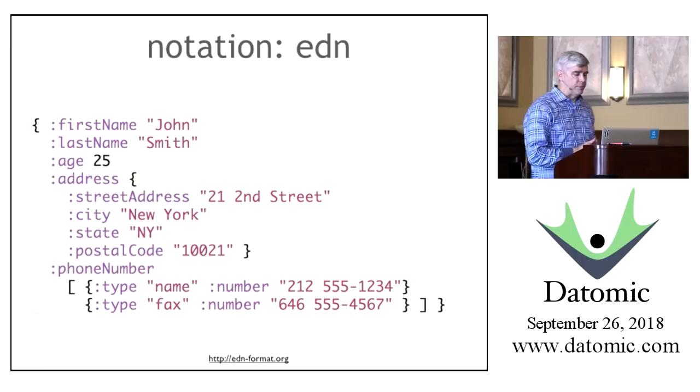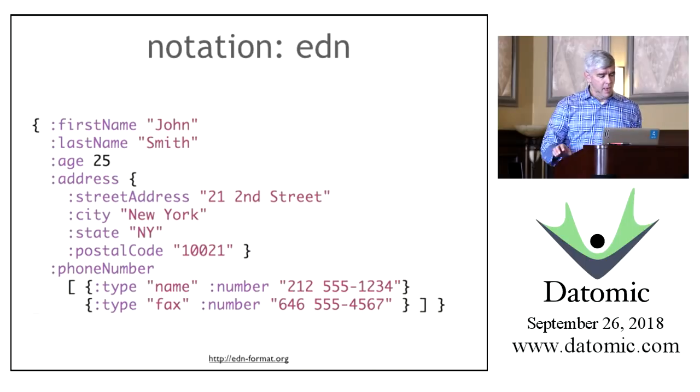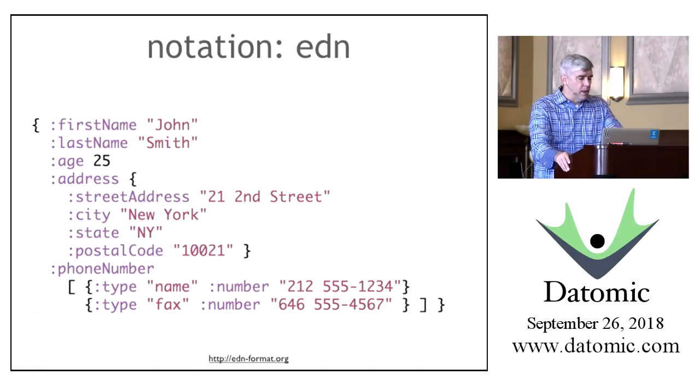So let's start with notation. The notation used in Datomic is what's called the extensible data notation, or EDN. And this is Clojure, right? The EDN data notation was extracted. It's a subset of the actual Clojure language. If you squint at it a little bit, it looks like JSON, but with a few differences, and those differences are critical to our ability to use it to make a database.